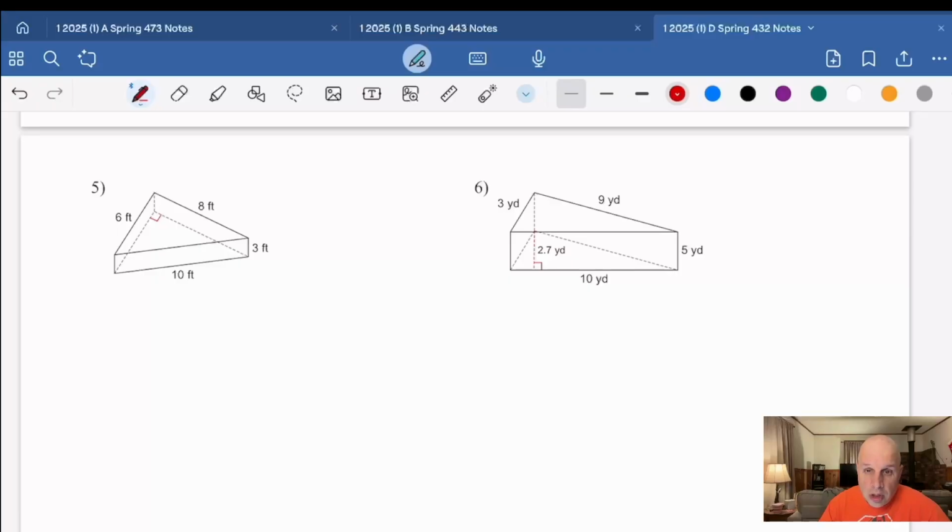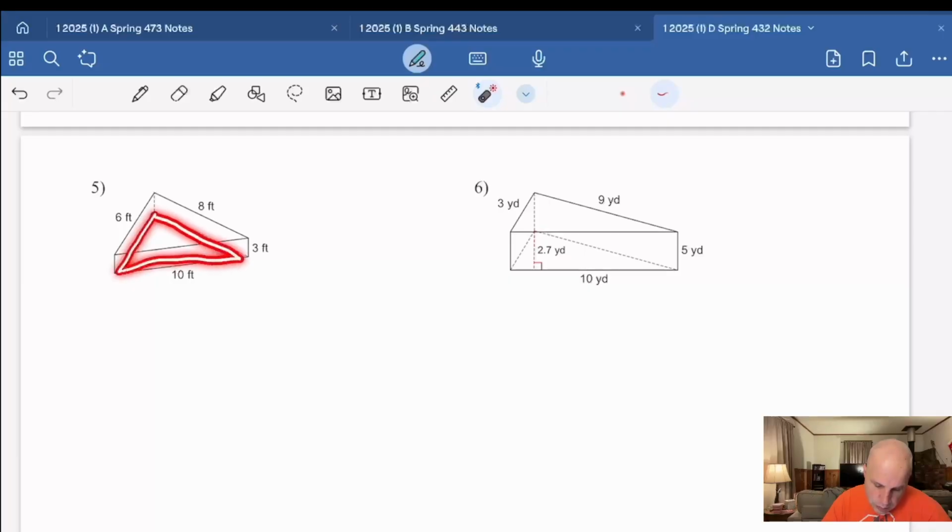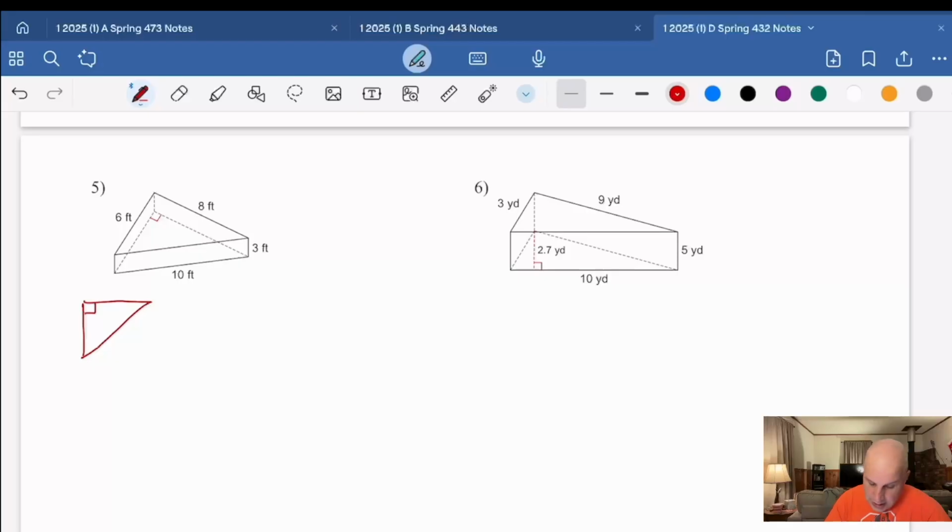You're going to draw your 2 triangles, and what I want you to notice in this figure is when you look at this bottom one, they put a right angle symbol there. So that tells me that we have a right triangle. So I'm going to draw a right triangle and put the right angle symbol. One leg is 6, another leg is 8, and the hypotenuse is 10. So 6, 8, and 10.